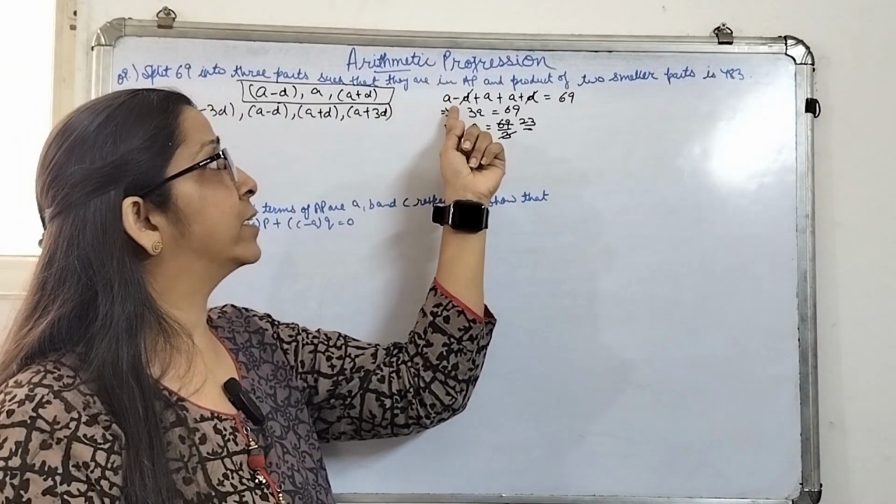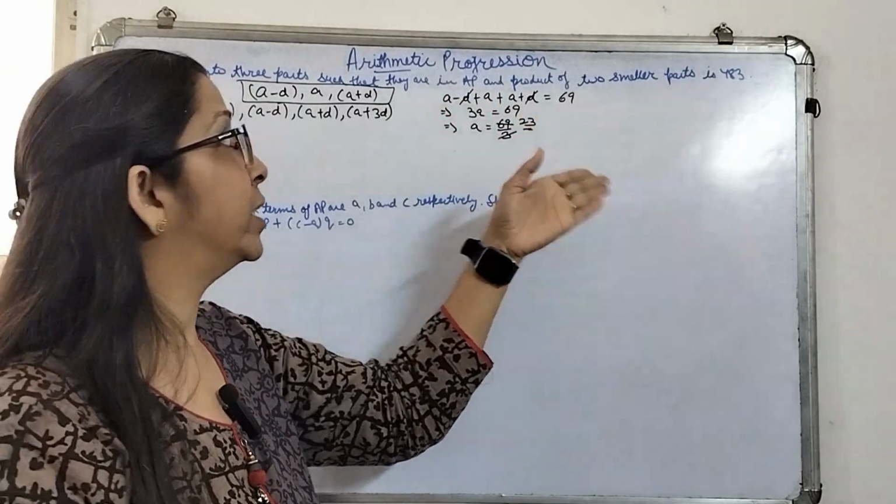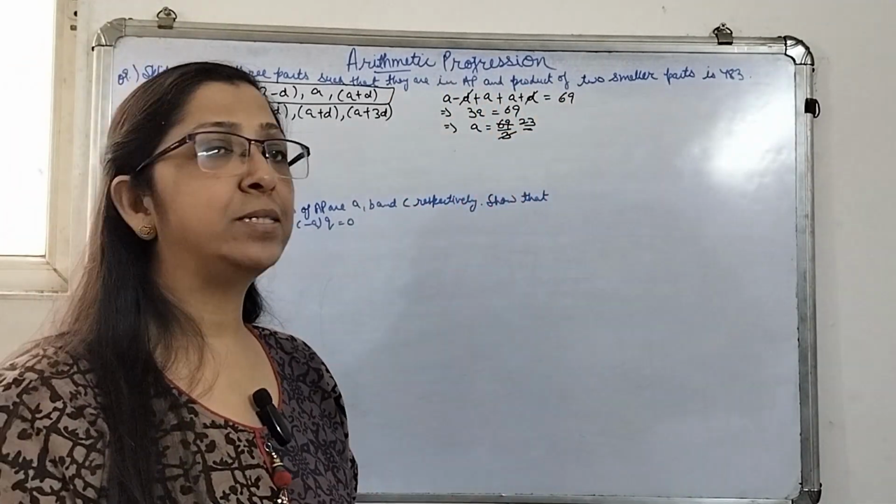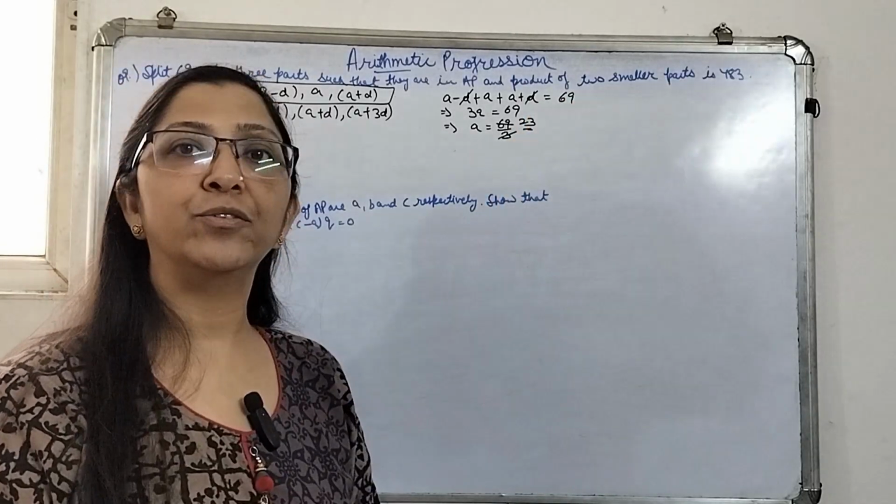See, if we would have taken A plus D and A plus 2D, in that case there would be 2 variables and it is difficult for us to find the value of the variables.